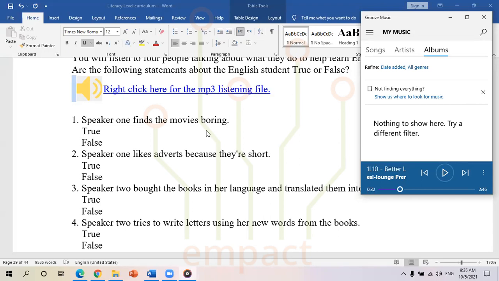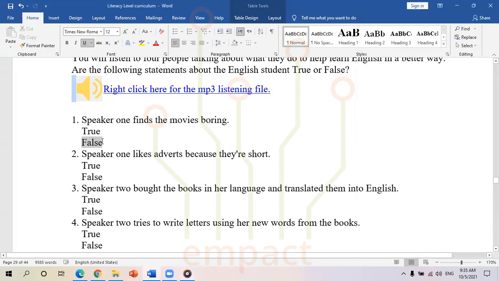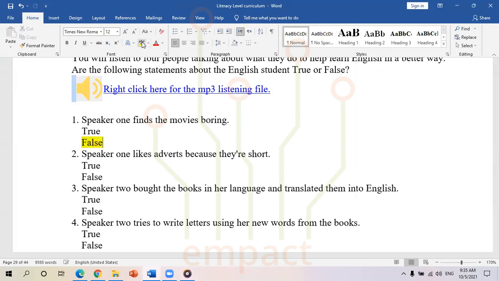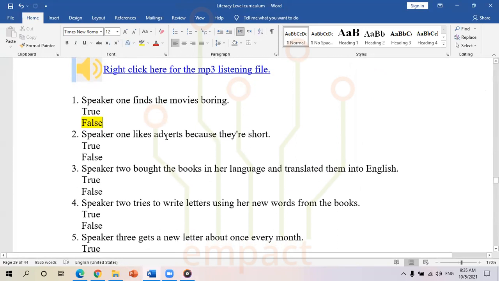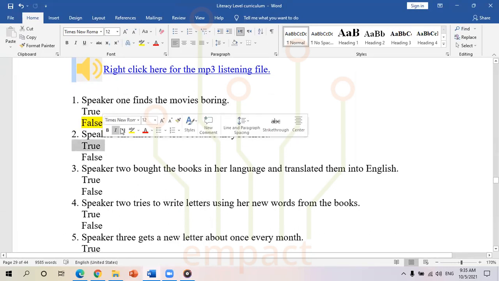So in that case the English will be a little bit simpler, like we can say it's simpler than that English that can be used in the movies. So we have to choose the false one here, right? Because she doesn't mention anything about boring. Number 2, speaker 1 likes adverts because they are short. Is that true? True. Yes. Because she said they are short and simple. Am I right? Yes. True.